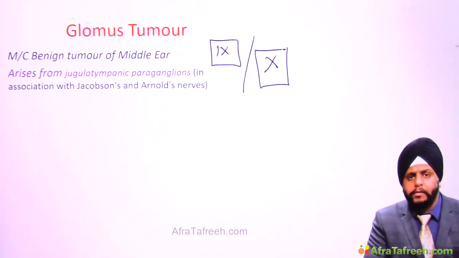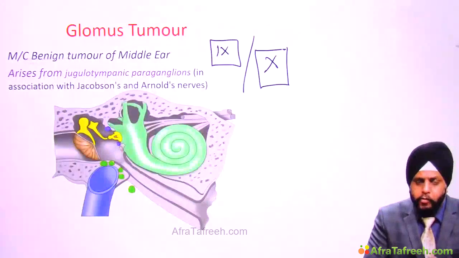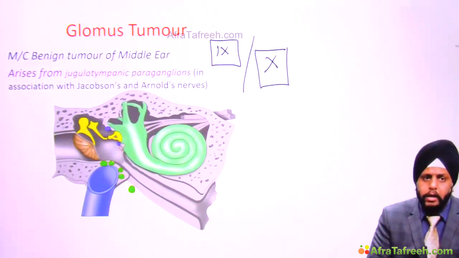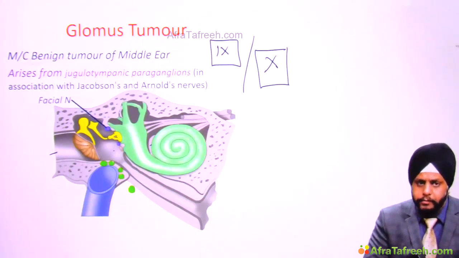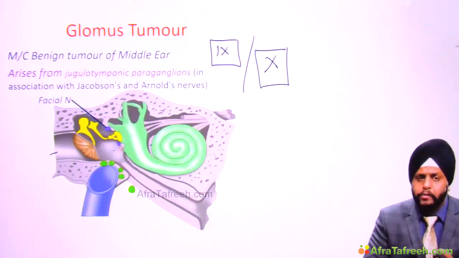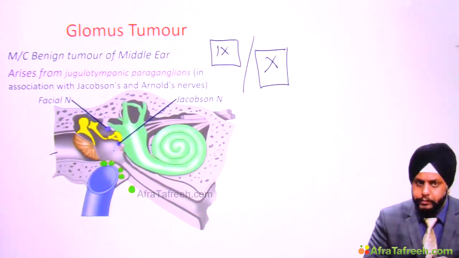Let's look at this diagram. So what do we see in this diagram? You can see the external ear, the middle ear, and the inner ear. You can also see the facial nerve. So that blue dot is the facial nerve. On the promontory you can see another blue dot, that is the dot for Jacobson's nerve. So that's a cross section of Jacobson's nerve, branch of the glossopharyngeal nerve.